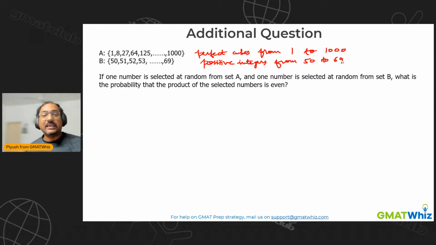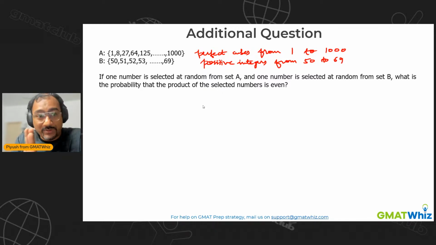Now the question is asking, if one number is picked at random from set A and one number is picked at random from set B, what is the probability that the product of the selected numbers is even? Okay, this is an additional question which I am giving you just to help you enhance your learning and take it to the next level. Can you guys solve this and tell me what will be the answer?